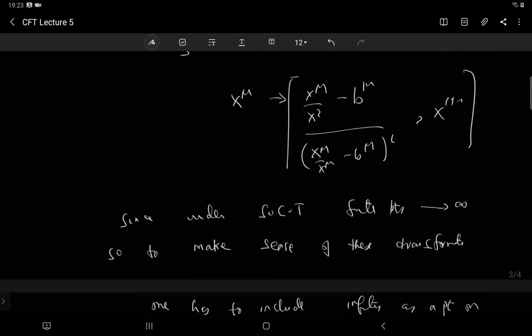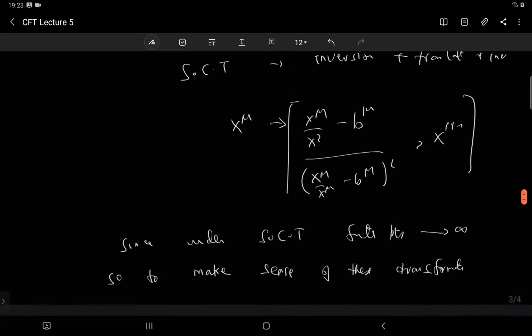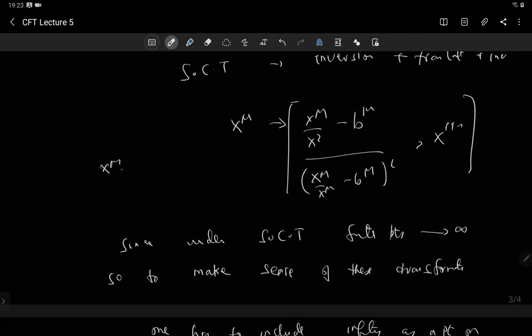So what I'm saying is that for this special conformal transformation, if you put x mu by x square equal to b mu, okay, so x mu by x square equal to b mu means x mu is equal to b mu by b square. So you can show that x mu by x square equal to b mu is the same as saying that x mu is b mu by b square. So if you take this point, which is b mu by b square, then this point under special conformal transformation is mapped to infinity. That means it goes away from the plane. It is not a finite point.